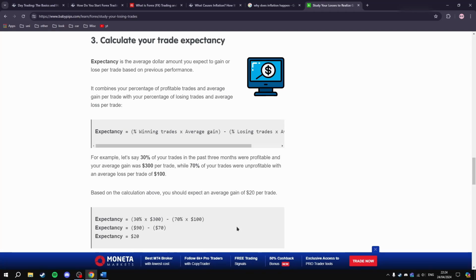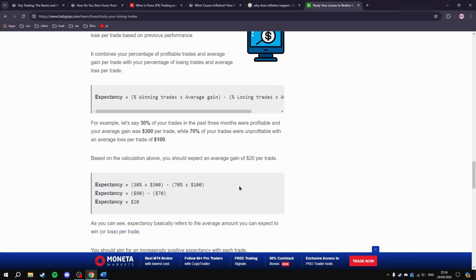It combines your percentage of profitable trades and average gains per trade with your percentage of losing trades and average loss per trade. For example, let's say 30% of your trades in the past 3 months were profitable and your average gain was $300 per trade, while 70% of your trades were unprofitable and you had an average loss of $100 per trade. Based on the calculation above, you would expect an average gain of $20 per trade.